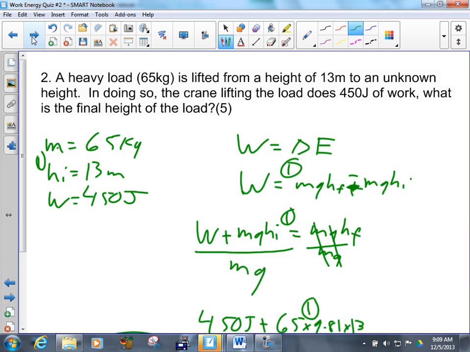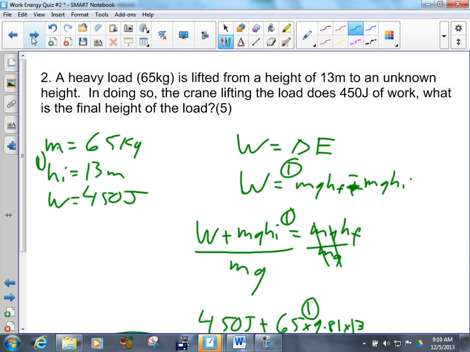So give them a mark for their givens. 65 kilograms, HI is 13 meters, work is 450 joules. For W here, we got change in energy, or work equals mghf minus mghi, or maybe they just went work equals m times g times the change in h. Either one will be fine there for a mark.